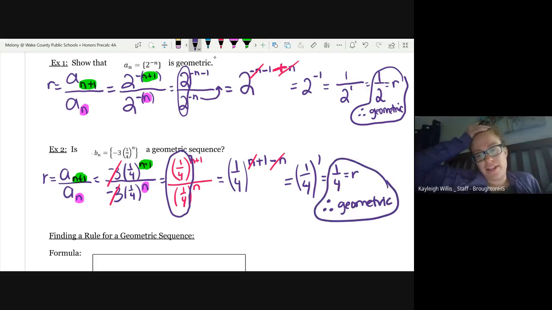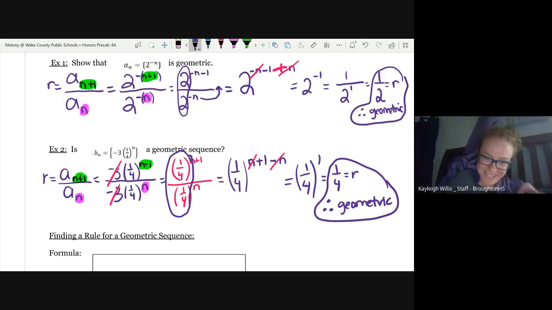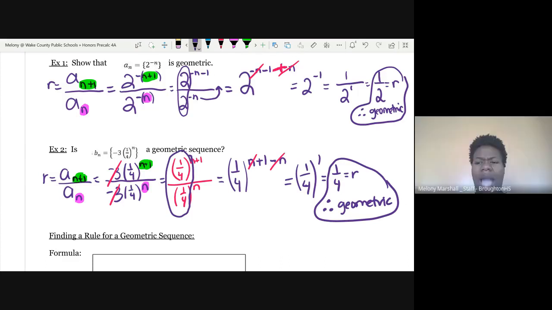I wonder what it would look like if it wasn't. Would there still be n's left? If it didn't end up with just a single number, fraction or whole number, and it ended up with variables still, then you couldn't say it was geometric, because you can't multiply by the same thing every time if you're left with a variable, because variables can represent any number. So you can't have a variable ratio. It has to be one specific numerical value.